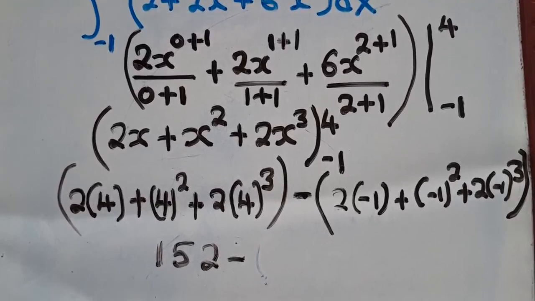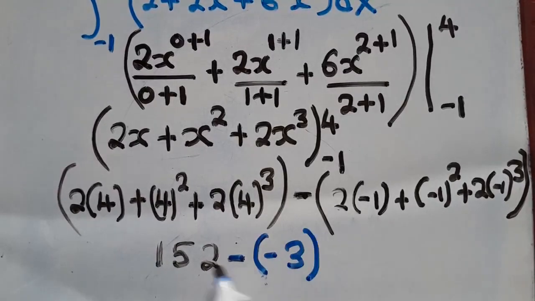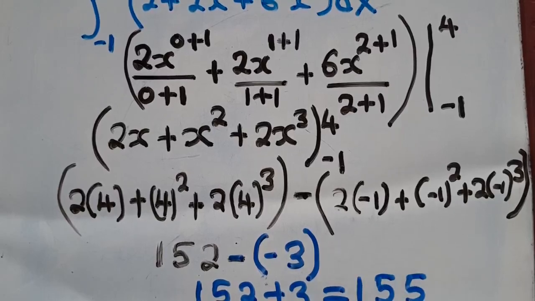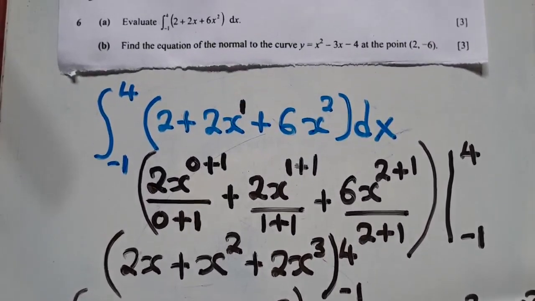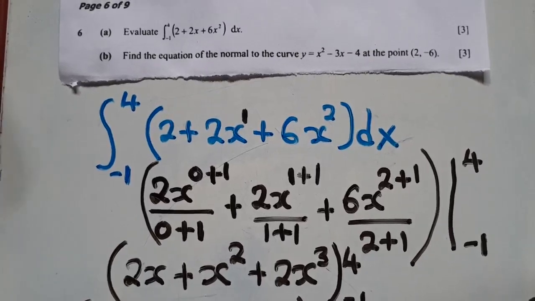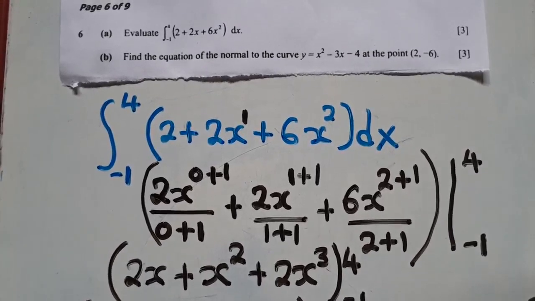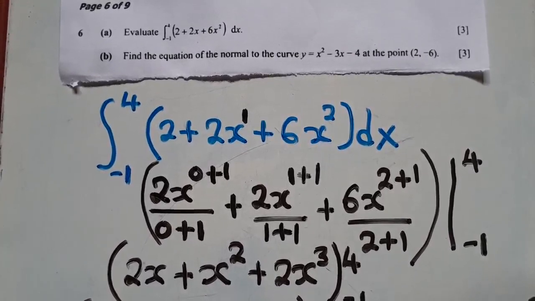So I continue and say this is minus negative 3. Here you know that it's to add. So it is the same as 152 plus 3, which is equal to 155. This is your answer for the first one. So we've answered the first one, and we go to the second one. The question comes back. The second one, what am I told? I hope you've seen how I've answered this one.